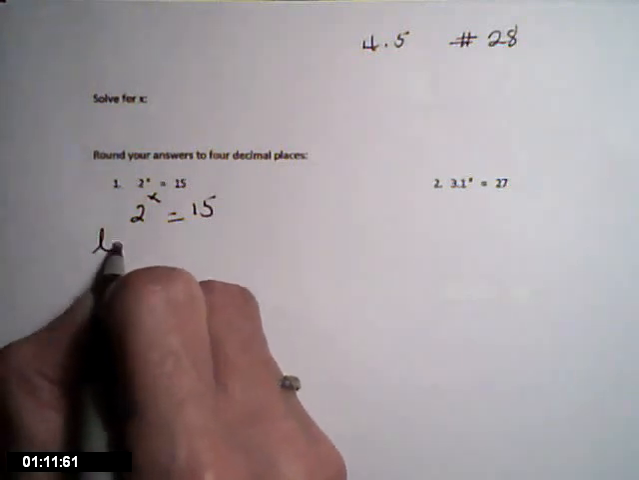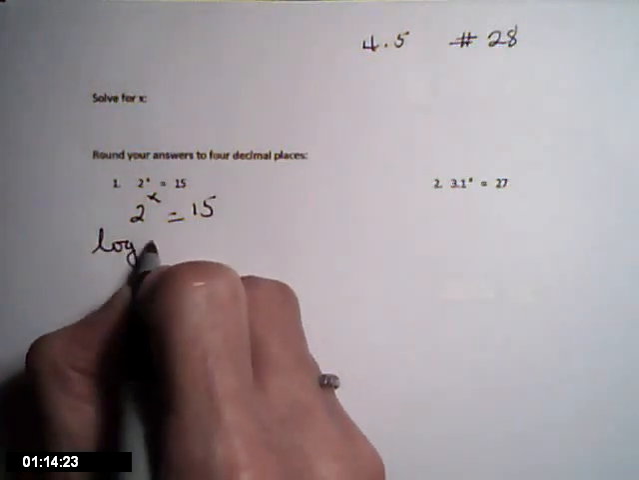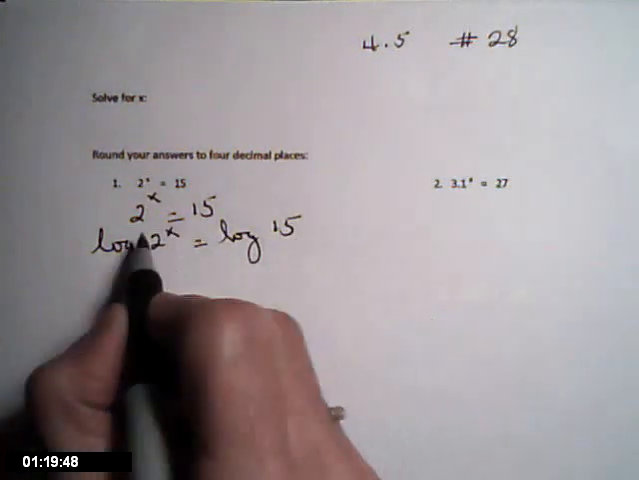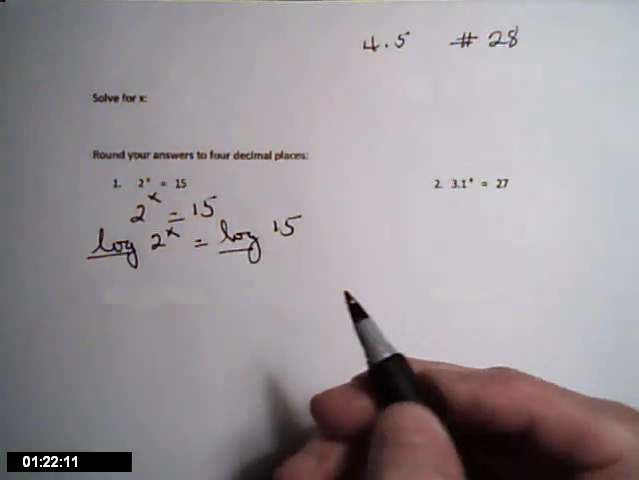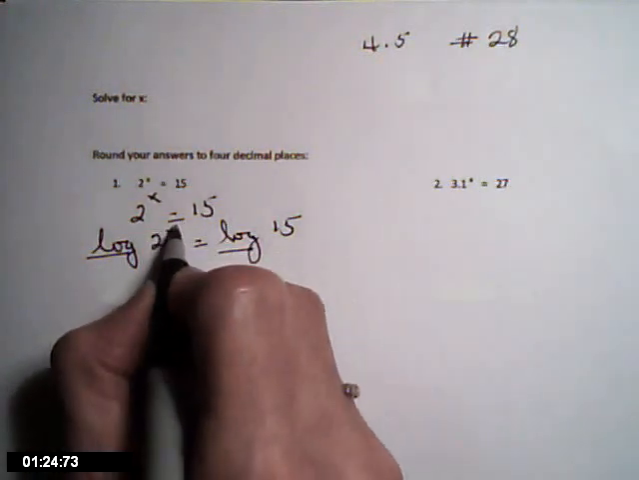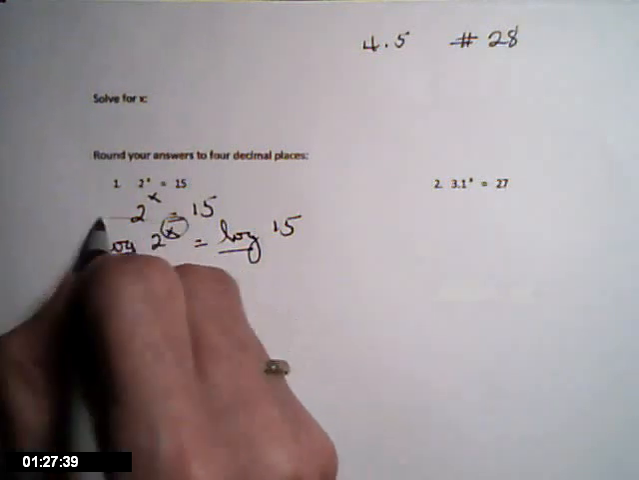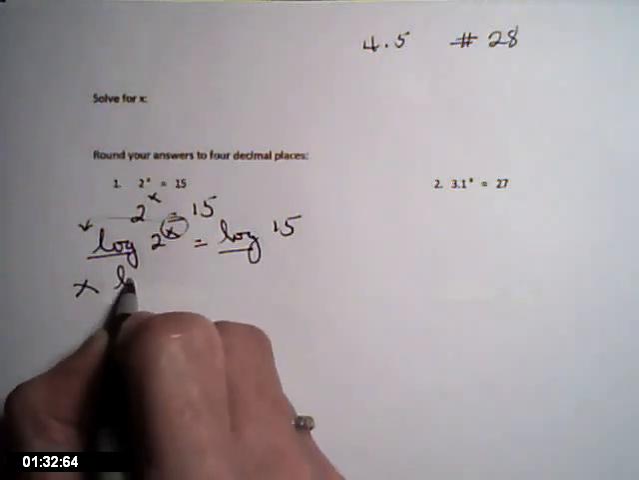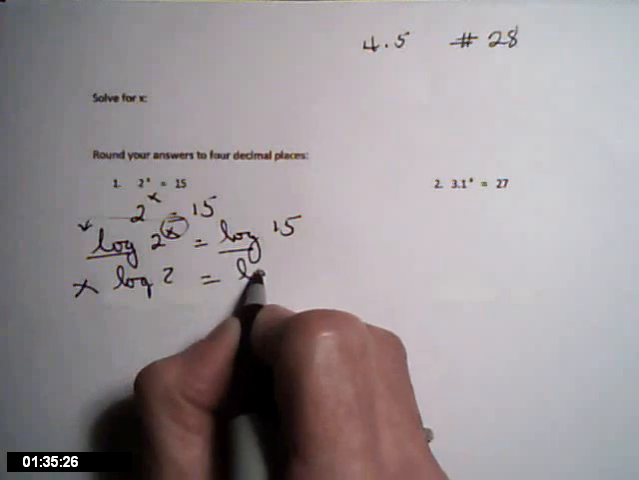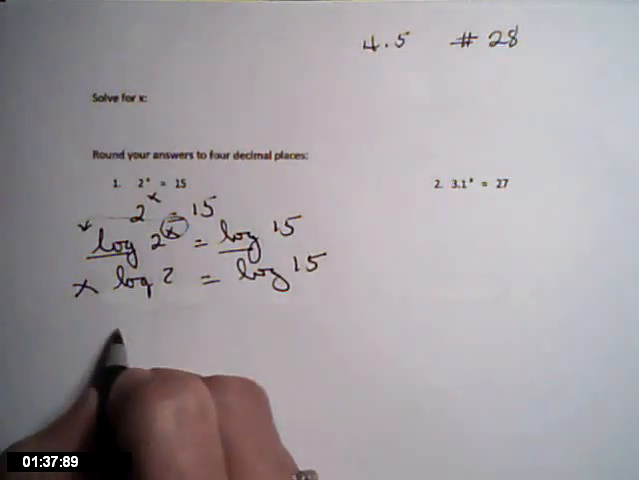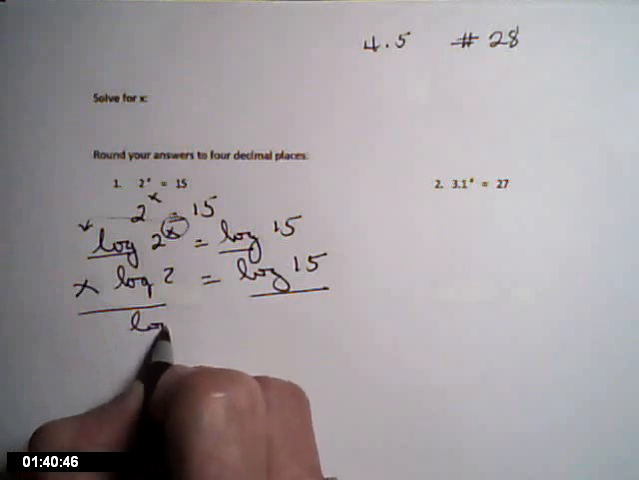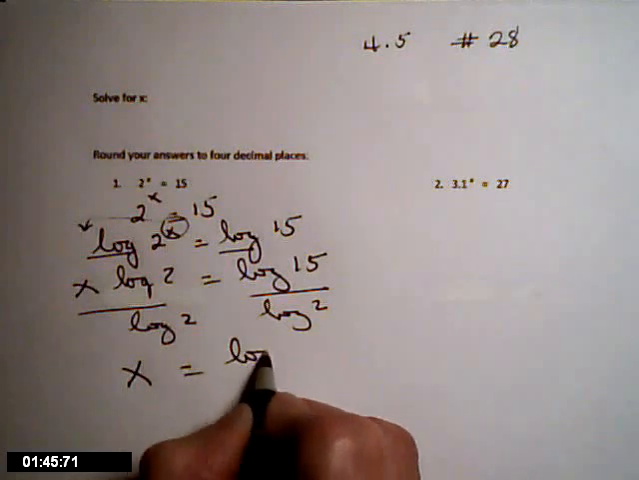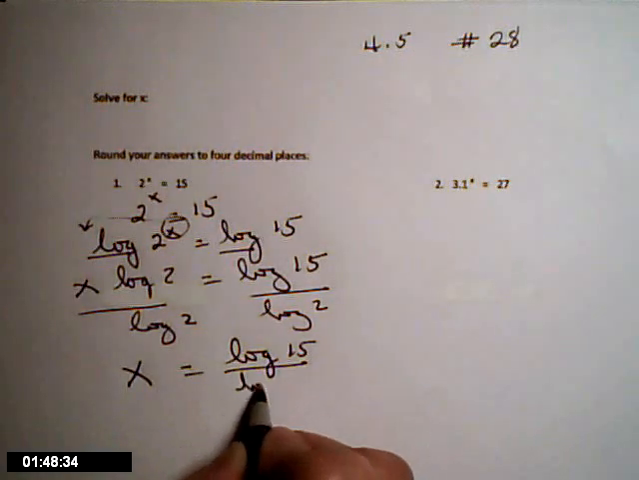So I'm going to convert this to log 2 to the x equals log 15. Now if you'll notice, all I did was add a log to both sides, a log base 10. Now you also remember that we have a rule that says an exponent is going to come in front and be a multiplier. So this is going to be x times log 2 equals log 15. Now I want to solve for x, so I'm going to divide both sides by log 2. So x is going to equal log 15 over log 2.